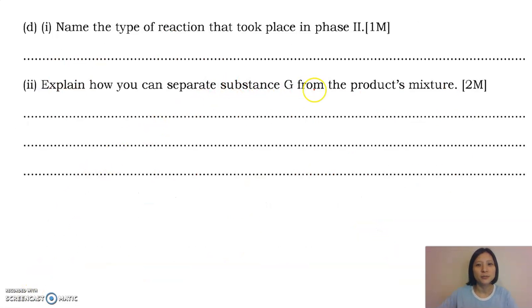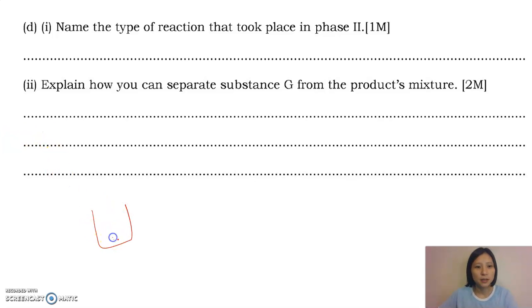How do you separate substance G from the products mixture? So now you have two products. One is a solution, one is a precipitate. How do you separate? All you have to do is filter. Once you filter, the residue is your substance G, the precipitate. So you filter the mixture. The residue is your substance G, and if you want to get dry substance G, you use two filter papers to dry it.